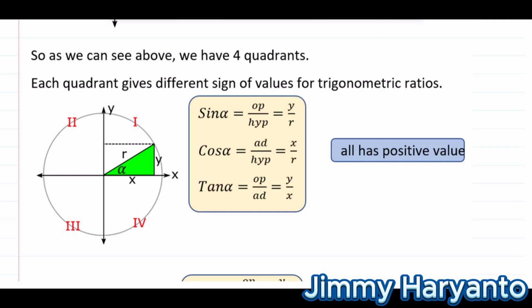For the cosine, it will be adjacent over hypotenuse. The adjacent is x, which is a positive value, and r, which is the radius of the circle, is a positive value also. So positive divided by positive will be a positive value. That means cos alpha will be positive also, and the same rules apply to tan alpha. So all of the trigonometric ratios in the first quadrant have positive values.